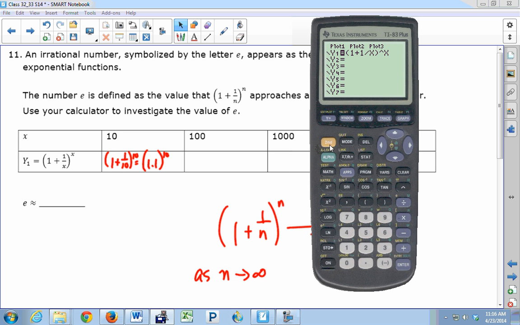I'm going to go to my table and I'm going to start it at 10. I'm going to ask it for values. Okay, so there it is, 2.5937. So what this tells you is if you put $1 in the bank and you compound it 10 times, at the end of the year you'd have $2.59.